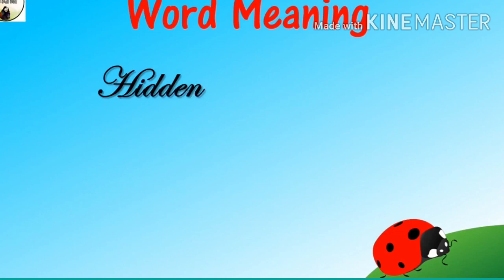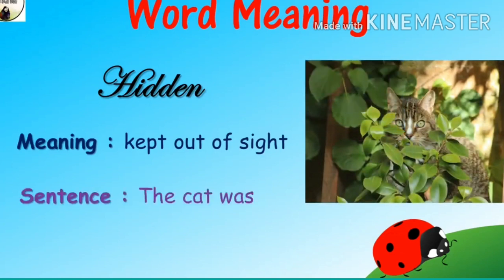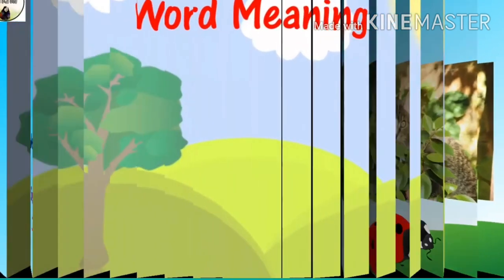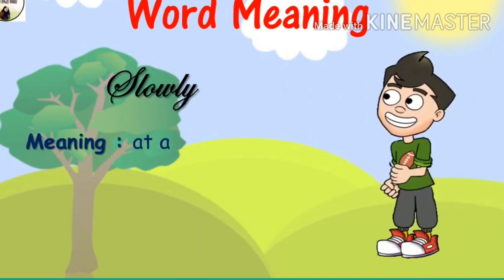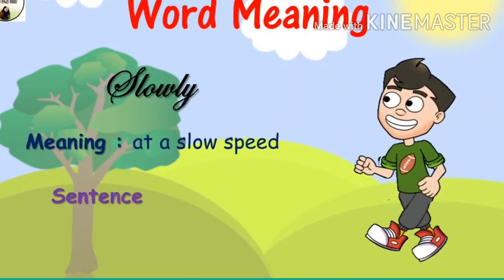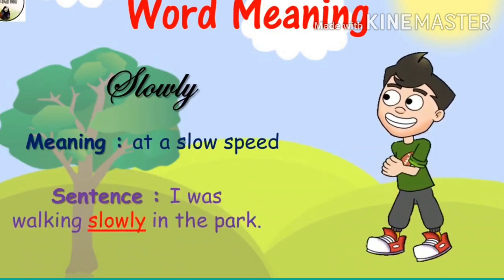Now let's discuss word meanings one by one. First word is hidden. Meaning is kept out of sight. Sentence: the cat was hidden among leaves. Next word is slowly. Meaning at a slow speed. Sentence: I was walking slowly in the park.